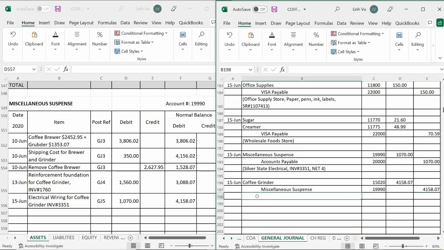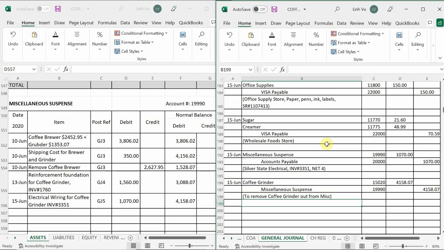Okay, so what's my note or description to finish up my journal? To move it out of the miscellaneous. Good, right? To remove coffee grinder out from miscellaneous. Okay, good.